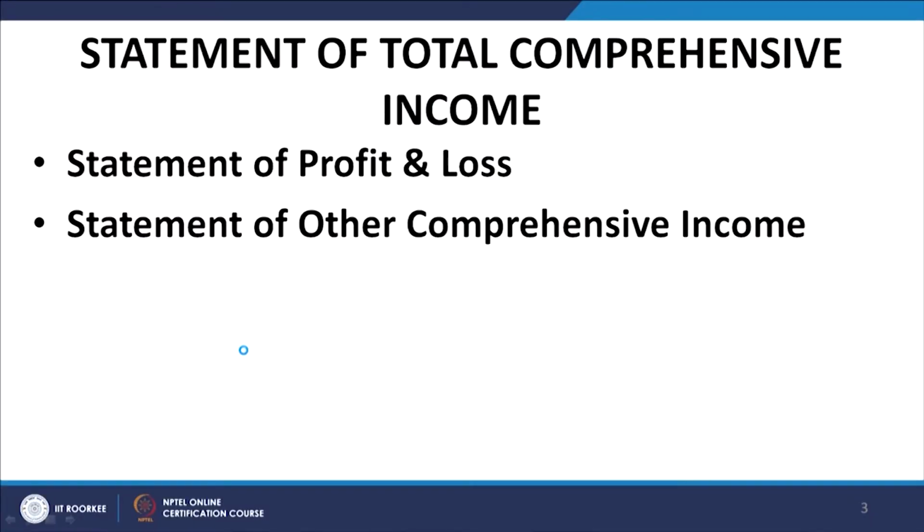So, now let us move to the income statement. We have two parts of the income statement. The total comprehensive income is divided into two parts: statement of profit and loss and statement of other comprehensive income. So, let us try to understand the anatomy of this statement of total comprehensive income, which consists of two parts: the P&L account and the OCI account.